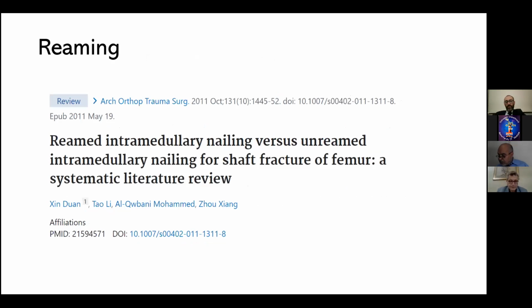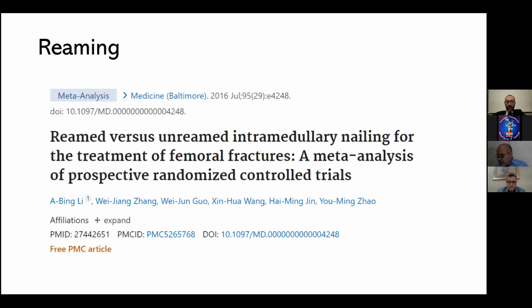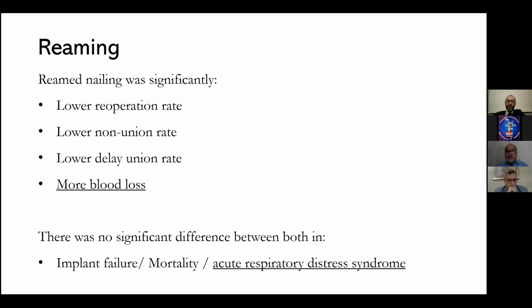Another point, which more or less is solved, reaming. But let's look at the evidence. Again, this is a review from 2011, compared the reamed versus non-reamed. 7 trials, about 1,000 patients. And another one, a more recent one, 2016, another 1,000 patients. What did they get? Again, they got similar outcomes. The reaming is better. Why is that?